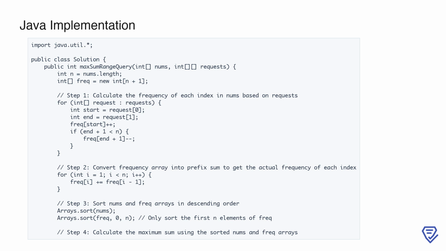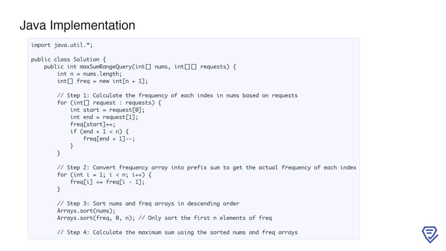Here, we begin by defining a method called maxSumRangeQuery, which takes an array of integers, nums, and a 2D array, requests, as inputs. The goal is to determine the maximum sum we can obtain by permuting the elements of nums based on the frequency of their usage in the given requests. First, we initialize an array, frequency, which will help us track the frequency of each index in nums. This array has a size of n+1 to handle boundary conditions when working with ranges.